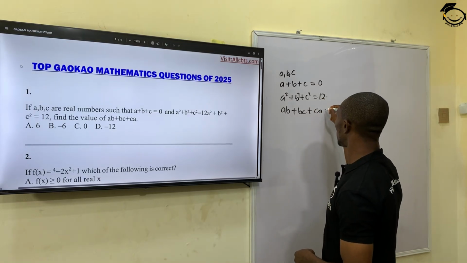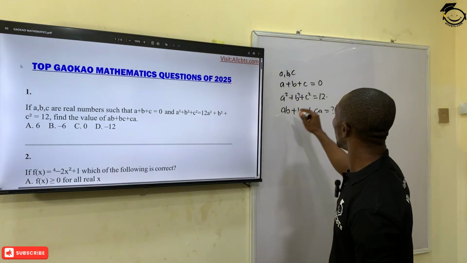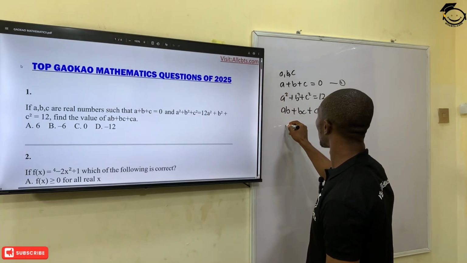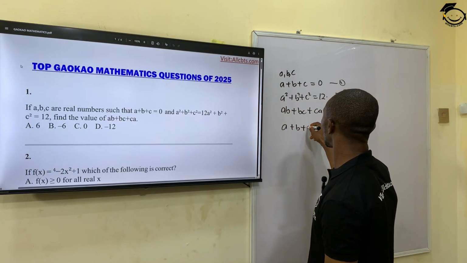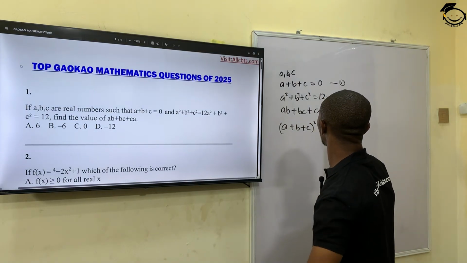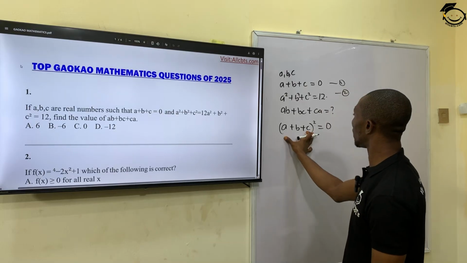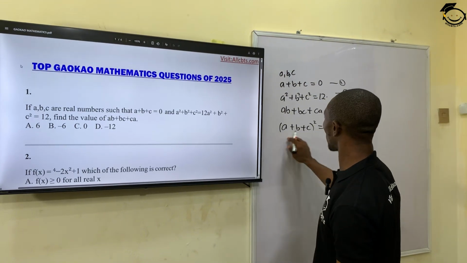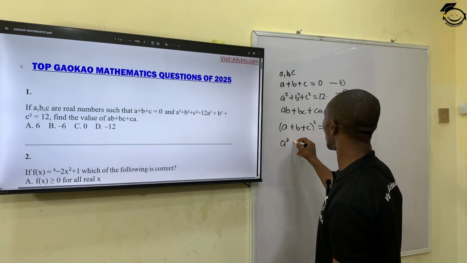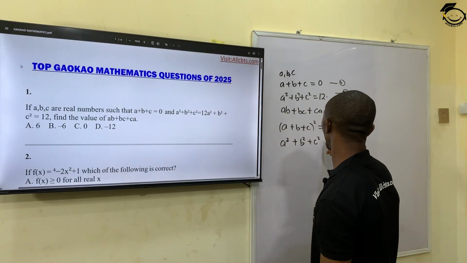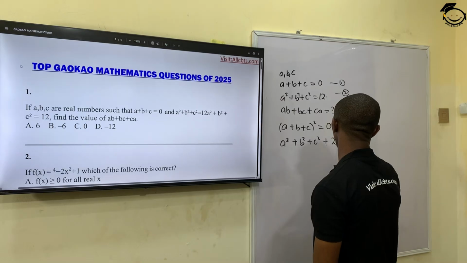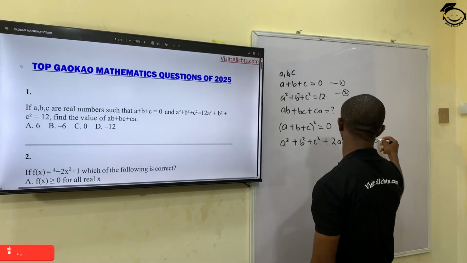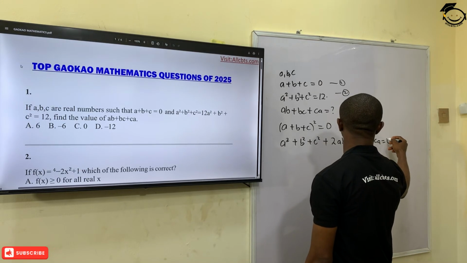Alright, in order to find the value of this, let's call this equation 1 and equation 2. Now, we know that A plus B plus C all squared would equal 0. Now, if we expand this equation, because 0 squared will give us 0, we'll have A squared plus B squared plus C squared plus 2AB plus 2BC plus 2CA equals 0.